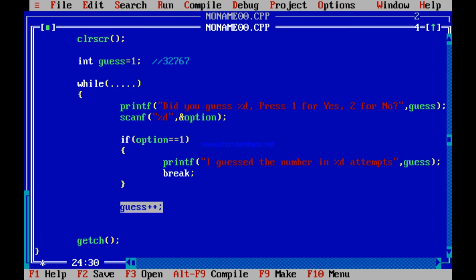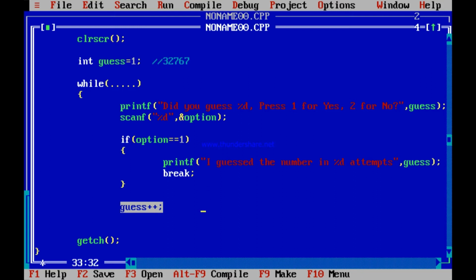If the number thought by the user is 72, your guess is 1, you will ask, did you guess 1? The user will say 2, so option is 2. If option is equal to 1, it does not enter, guess becomes 2, and goes back to the while loop. Did you guess 2? The user enters 2 again, option is 2. Option equal to 1 is false, so guess plus plus, guess is 3, and it goes to the start of the while loop. Did you guess 3? Option is 2, no. So option equal to 1 is false, it comes over here, guess is 4.